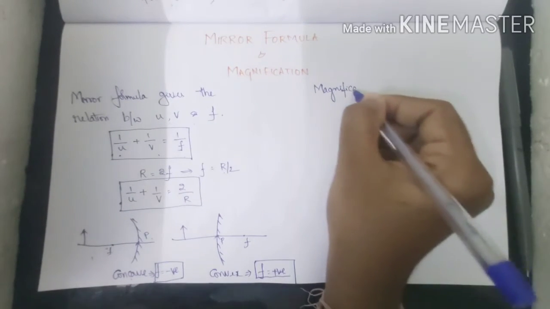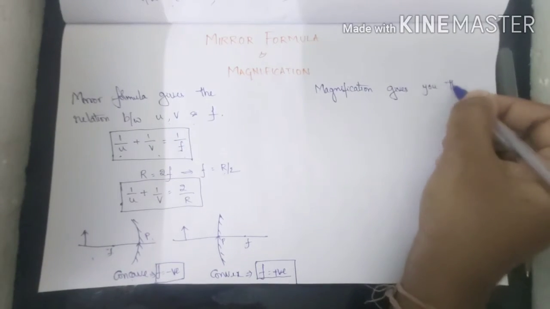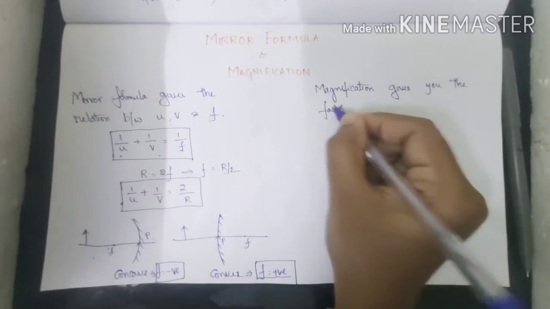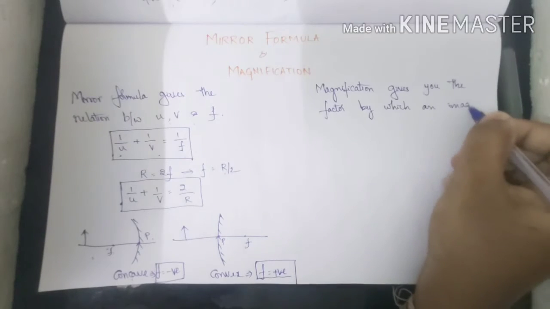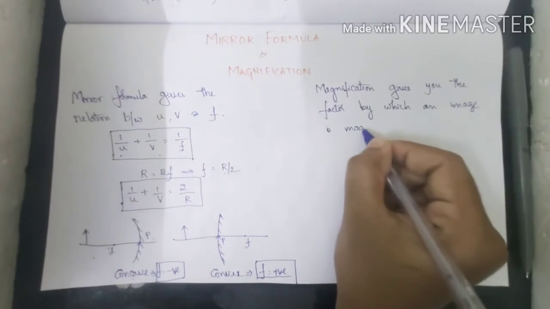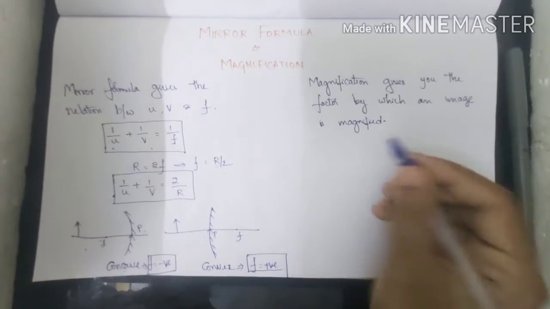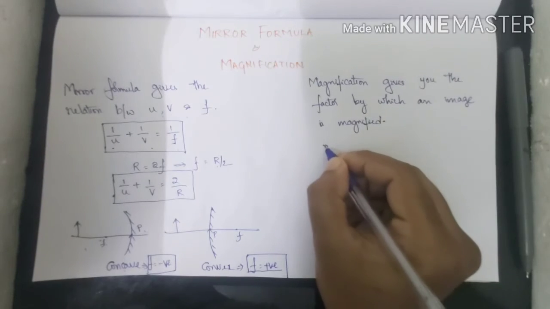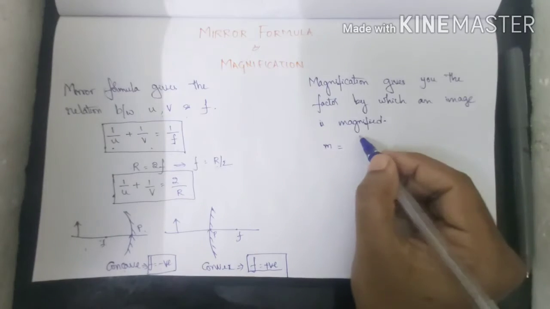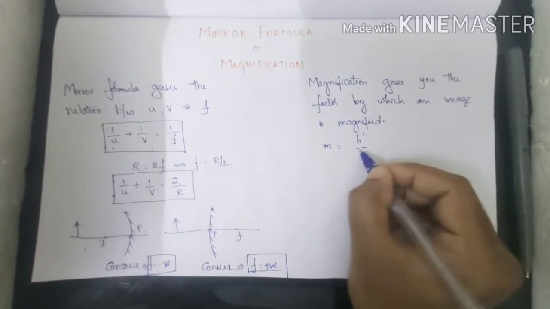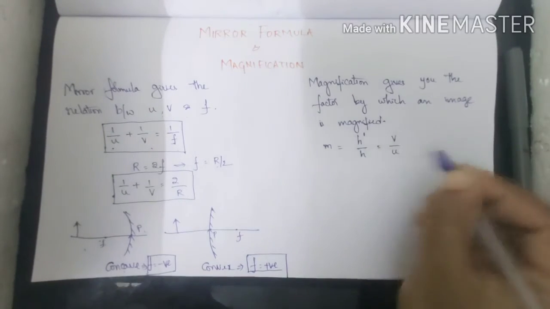Magnification gives you the factor by which an image is magnified. Okay, and this is calculated using a ratio. Let's take it is represented with the letter m. The factor is given by height of the image to height of the object, or distance of the image to distance of the object.